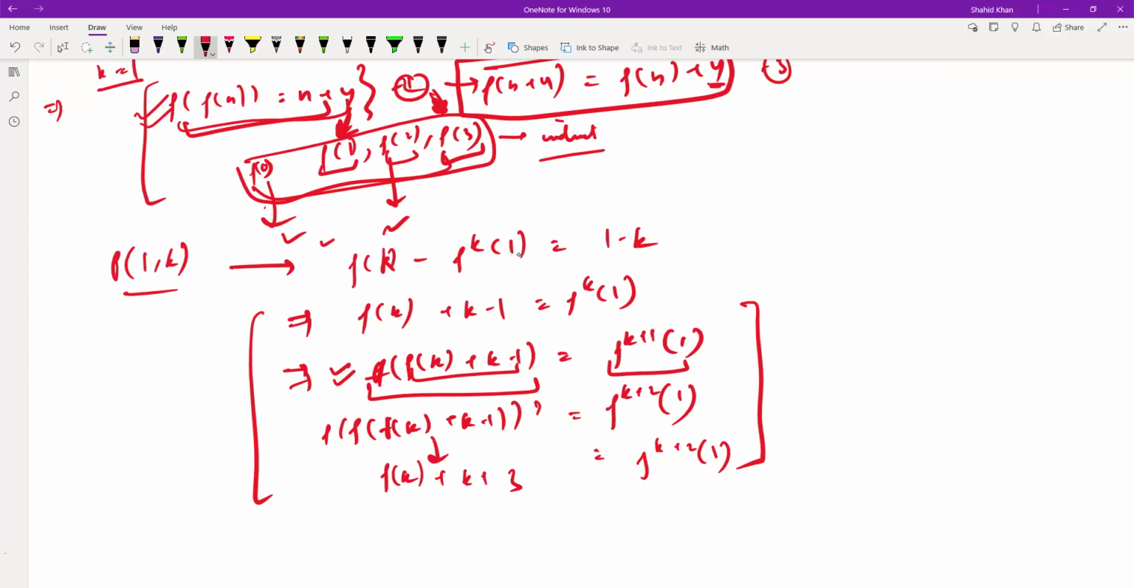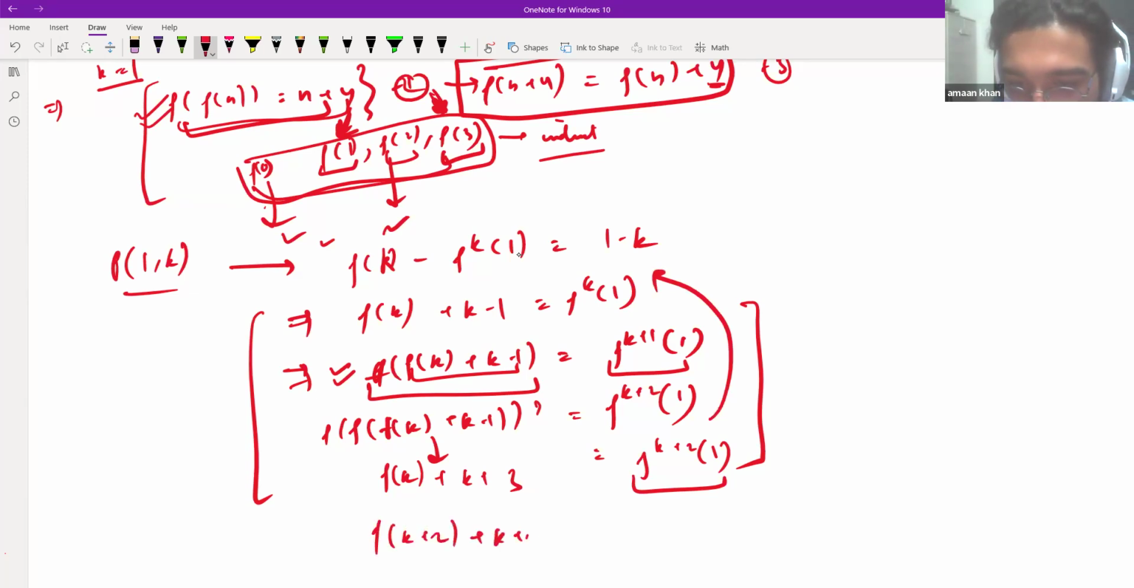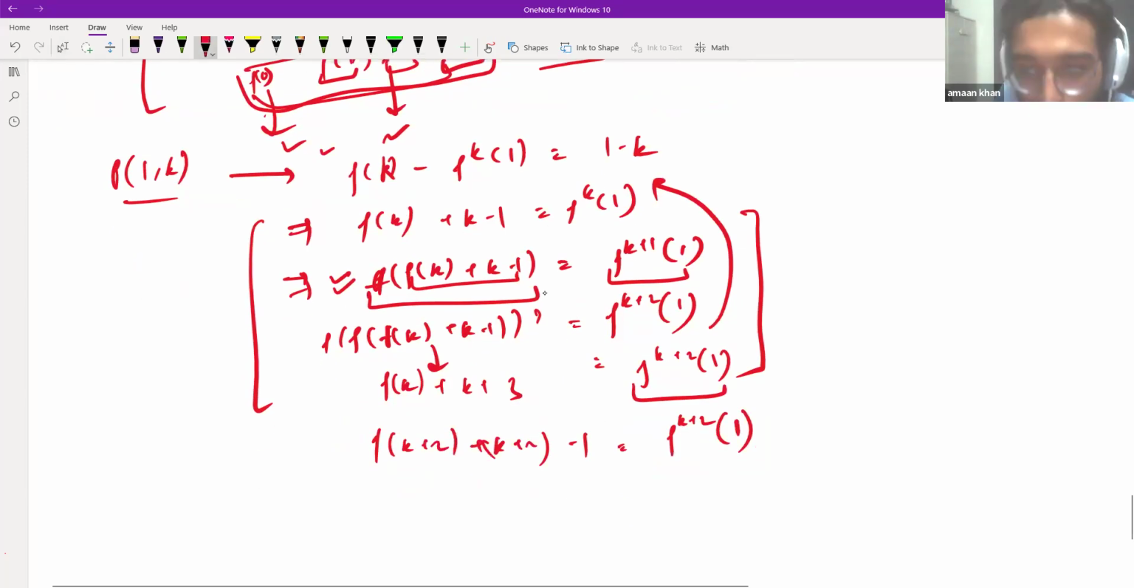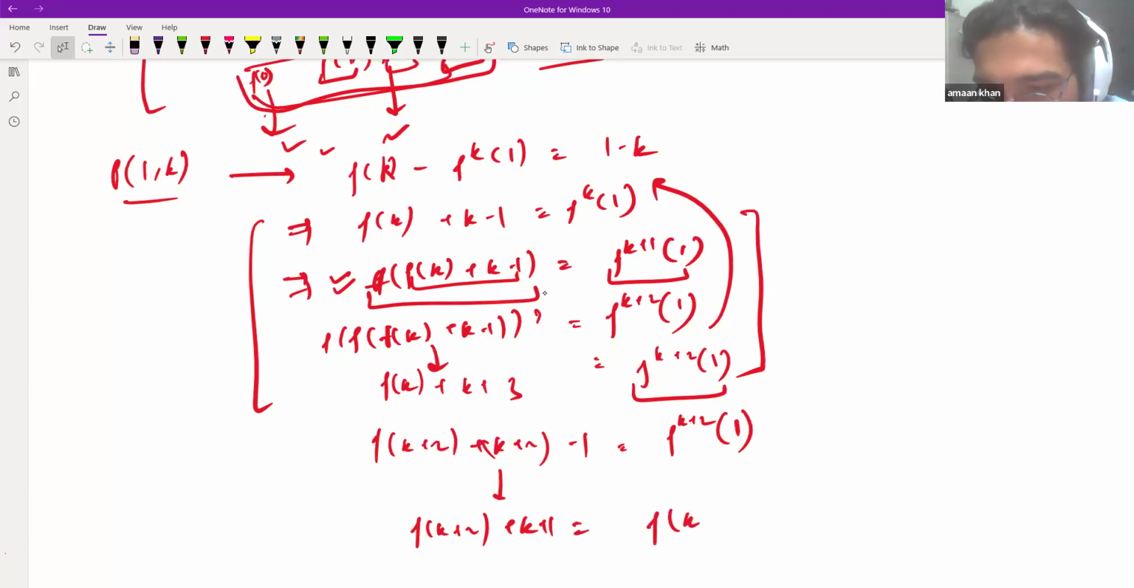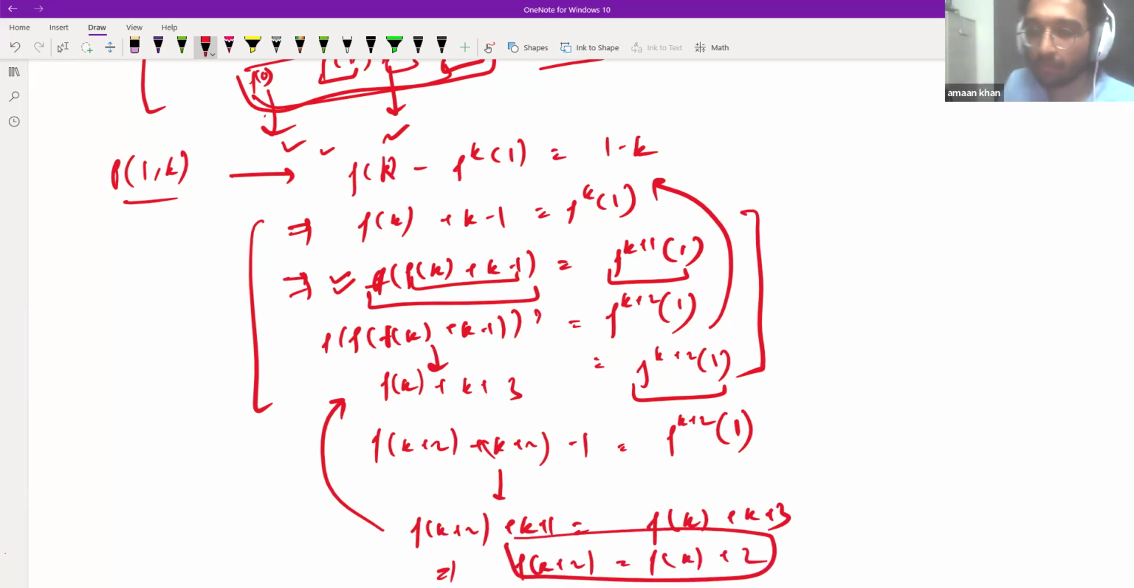Yeah, this is clear. Yes, and now let's basically put k plus 2 here. So you get f of k plus 2 plus k plus 2 minus 1 is equal to f^(k+2) of 1, right? This is f of k plus 2 plus k plus 1, and this is equal to f of k plus 3. Basically substituting it here, which gives you f of k plus 2 is f of k plus 2 for all k.